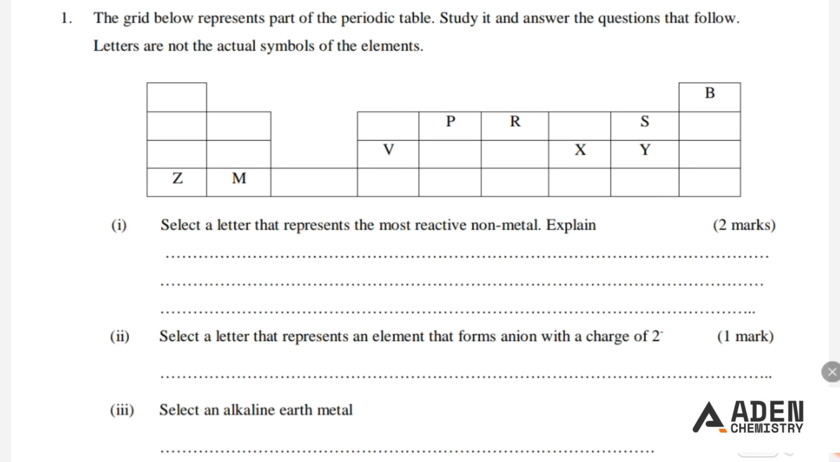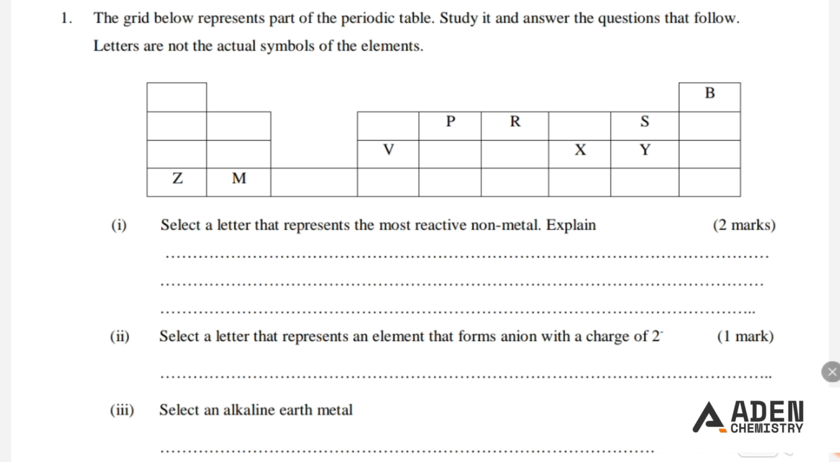So in question 1, we are told the grid below represents part of the periodic table. Study it and answer the questions that follow. And next we are told letters are not the actual symbols of the elements. So this is the grid that we have been given. So Roman 1, we are told select a letter that represents the most reactive nonmetals. So we are supposed to explain.